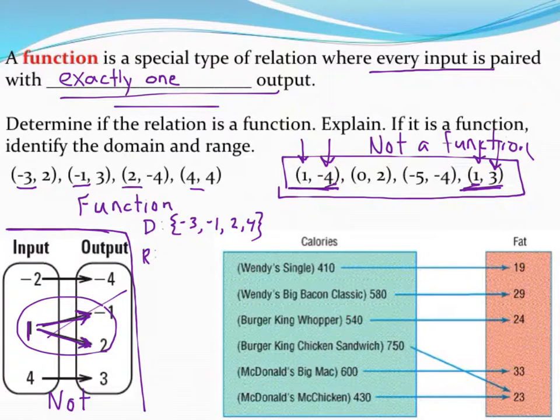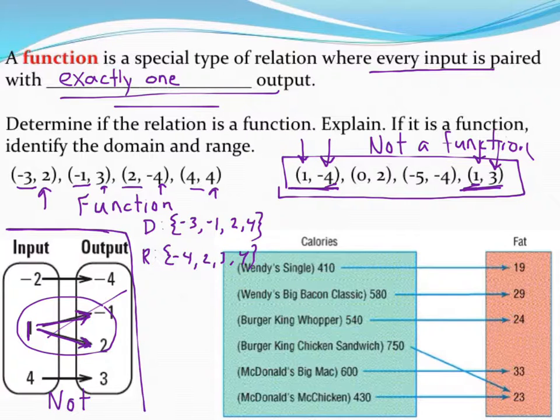My range then is going to be the set of all the y values, so the second number in all the coordinates. And again, if you could put them in order from smallest to biggest, that'd be great, but I don't think it's that big of a deal. So we've got, what, -4, and then 2, 3, 4 to make up our range.